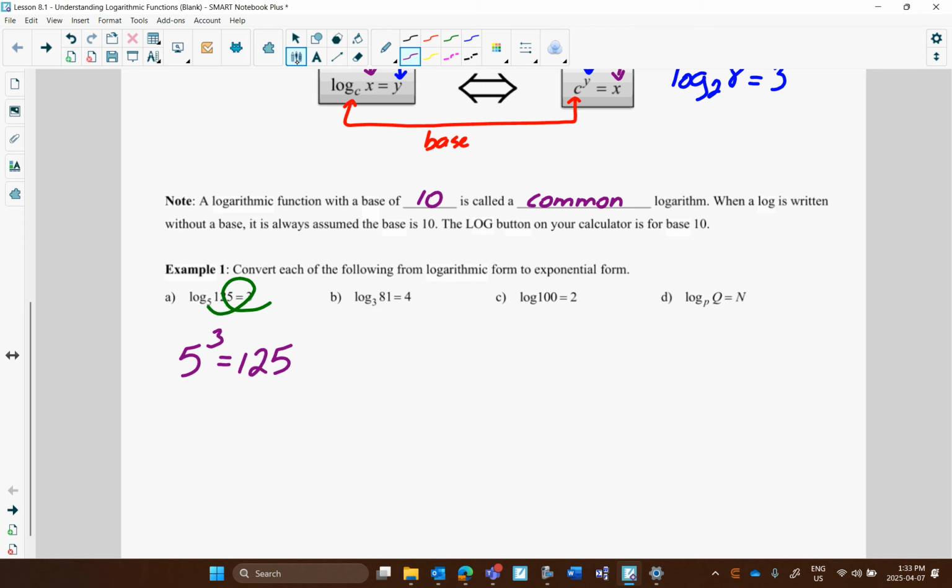How about this one? 3 to the power of 4 equals 81. And that's true because 3 times 3 times 3 times 3 is 81. What's the base here? 10. And therefore the exponential form is 10 to the power of 2 equals 100. Which is in fact true. 10 squared is 100.